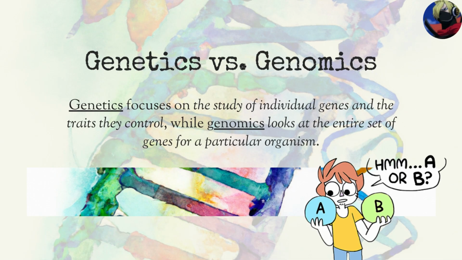So let's start with a brief overview of what we're dealing with. So we have these two terms, genetics and genomics. As you can see, these are usually mistaken for each other. Genetics is sometimes interchangeably used as the term for genomics and vice versa. So let's get things out of the way. Let's make it clear. So, genetics focuses on the study of individual genes and the traits they control, while genomics looks at the entire set of genes for a particular organism.